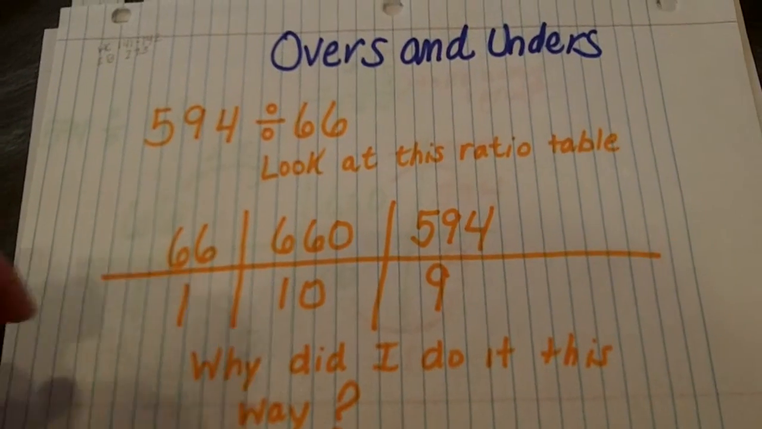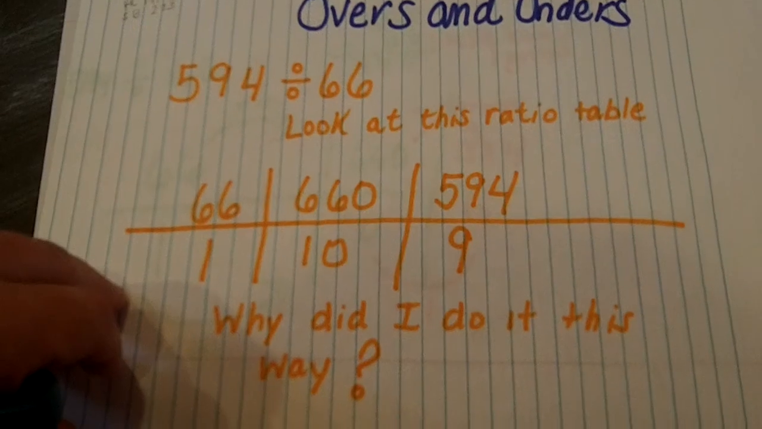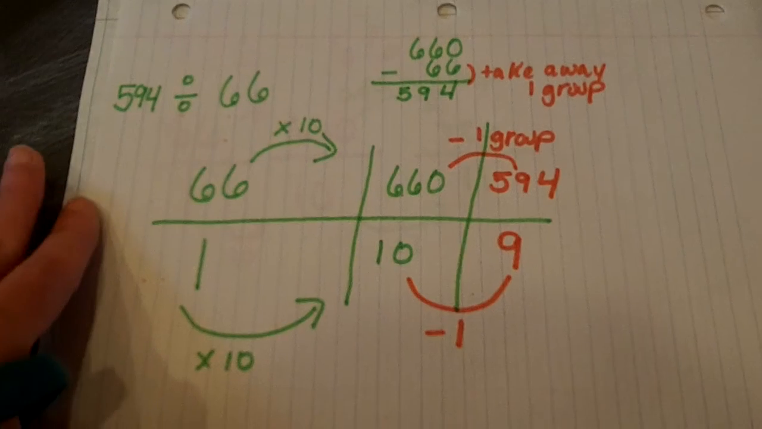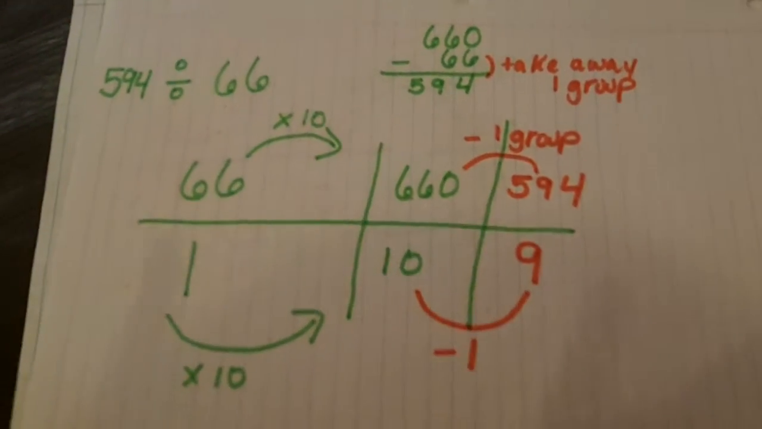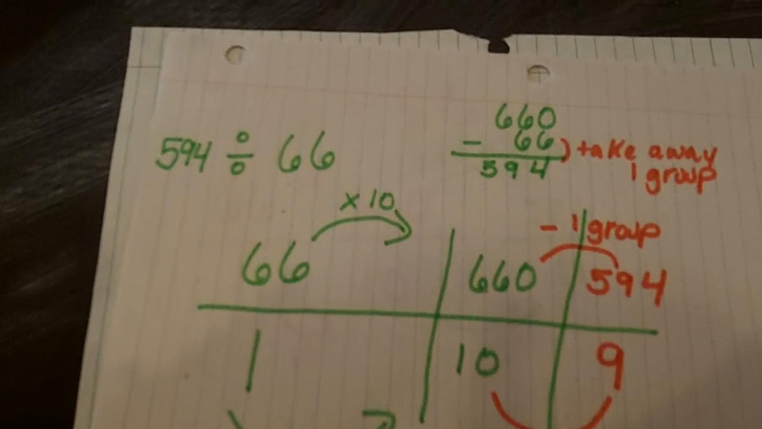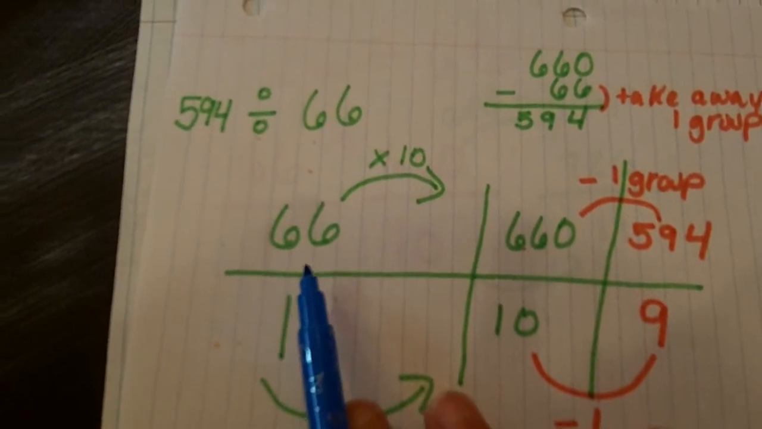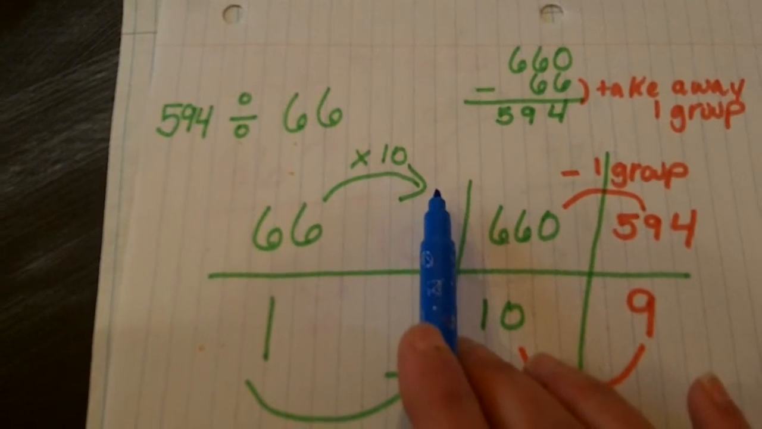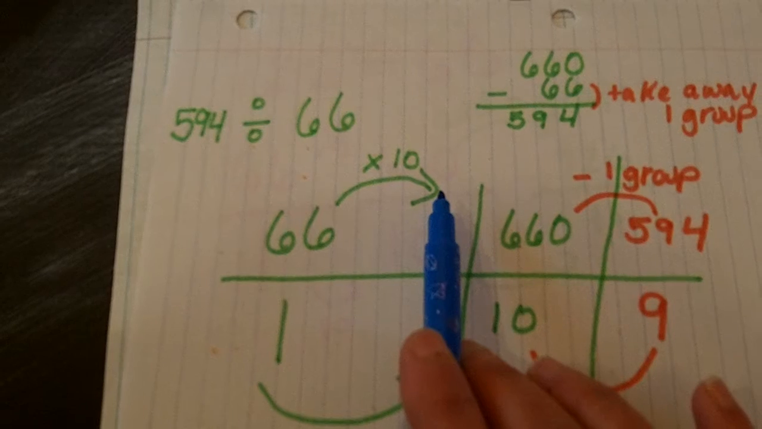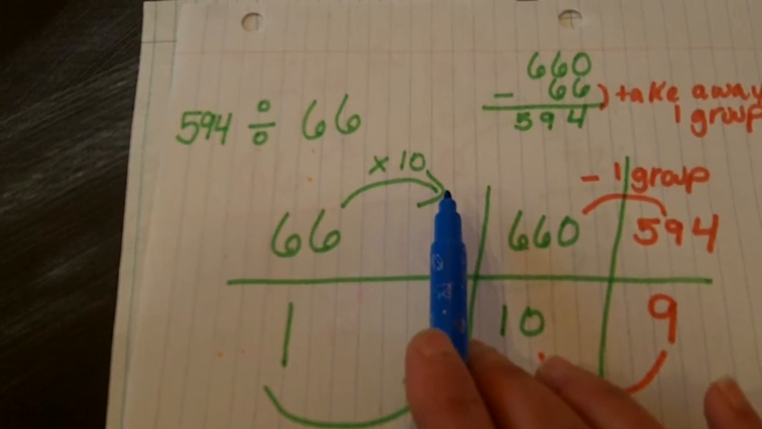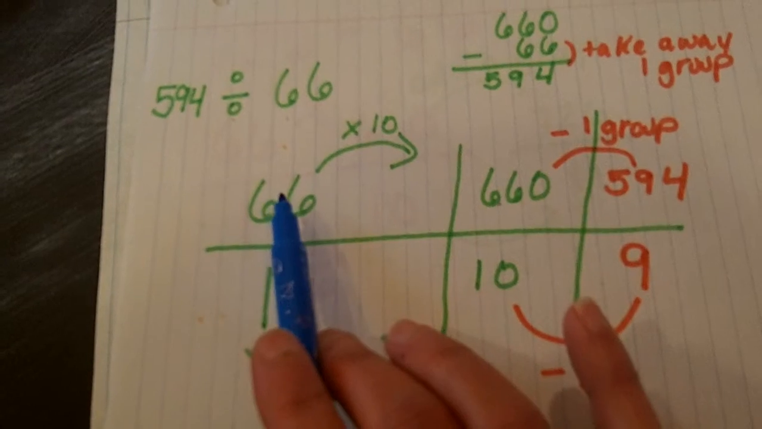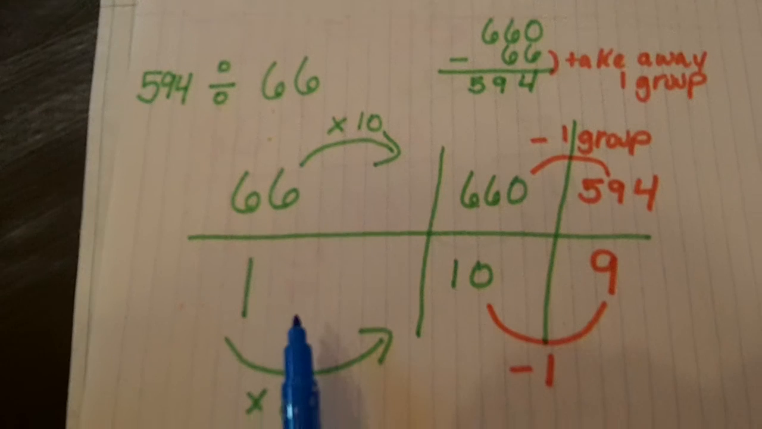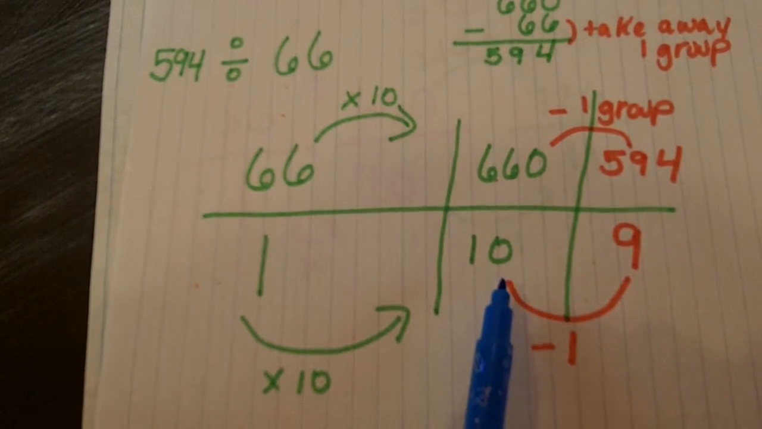All right. So the reason why I set it up that way is thinking about the over and under strategy that we took a look at the beginning of the year. So, of course, the first thing that I did is I increased it by using a base of 10. I think we automatically go with bases of 10 because sometimes they're just the easiest to work with. So we know that 66 times 10 gets us to 660. And then 1 times 10 gets us to 10.